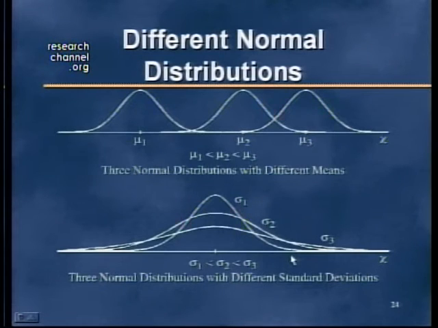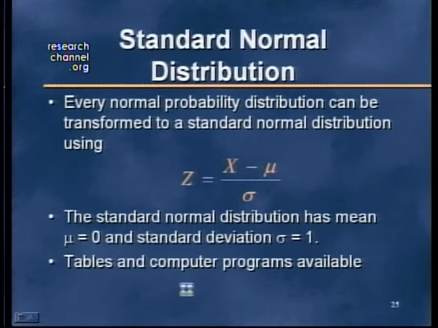But especially before computers, it became very difficult to deal with different means and different standard deviations. So what has been done is that the standard normal distribution is a transformation that allows you to take any distribution centered at any mean and any standard deviation, and transform it to what we refer to as a Z, or a standard normal distribution.